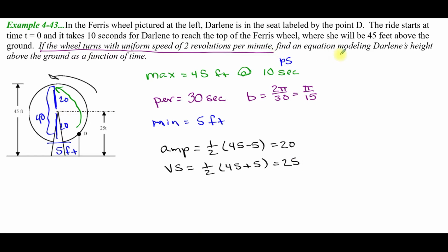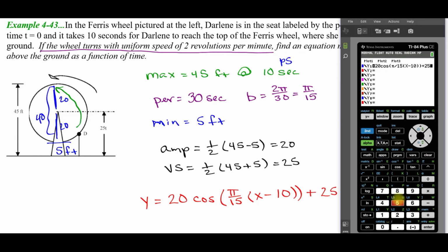So now this question just asked me to find an equation to model the height as a function of time. So my equation here is going to be y equals my amplitude, which is 20. We're using cosine again because we did the phase shift at the maximum. Our b value is pi over 15. So then we've got x minus our phase shift, which is 10, and then plus our vertical shift, which is 25. So you can use your calculator to kind of double check yourself.